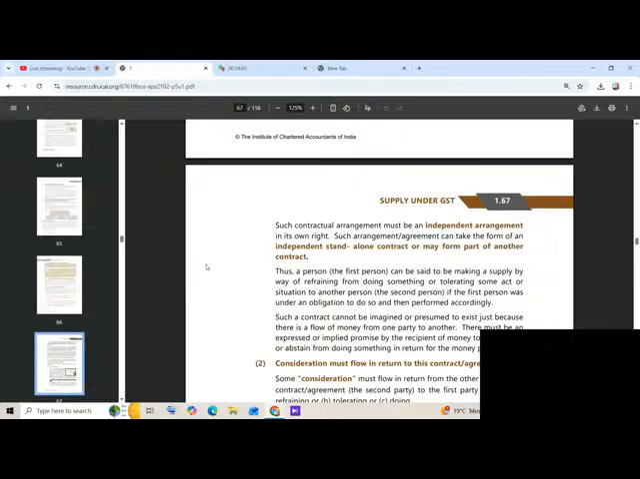Such an agreement can take the form of an independent standalone contract or may form part of another contract.